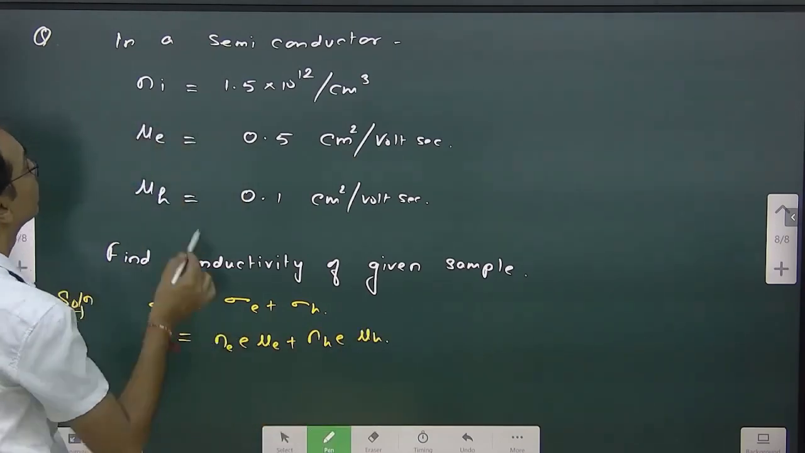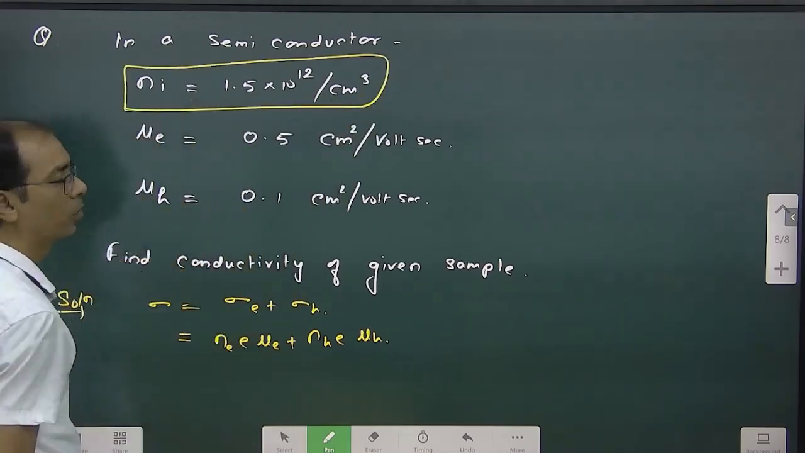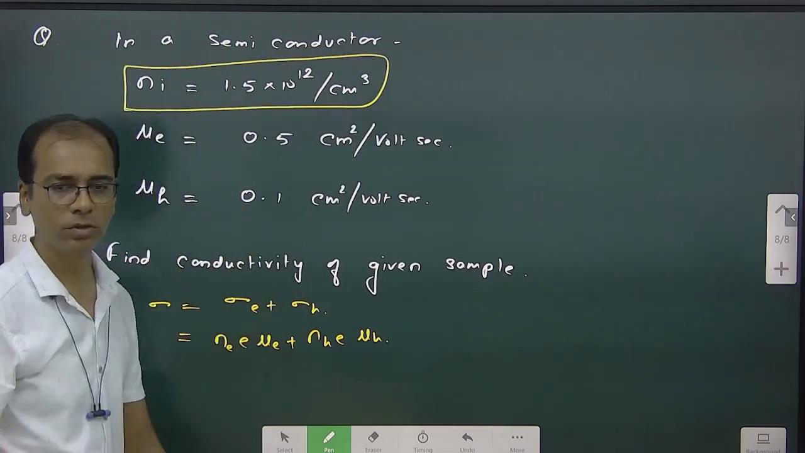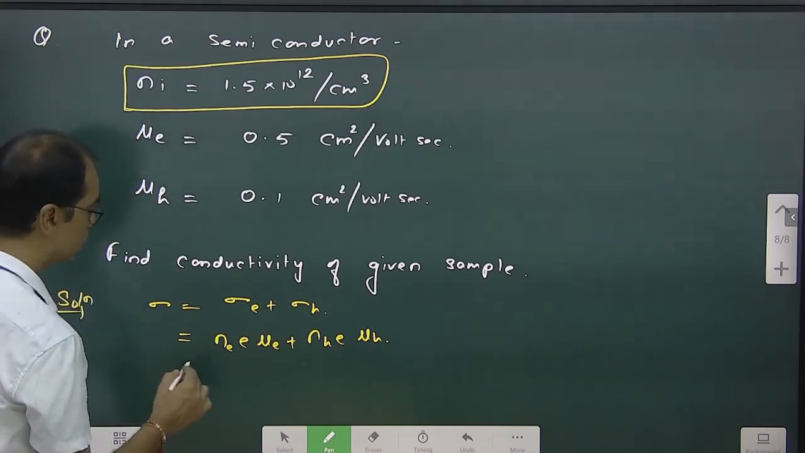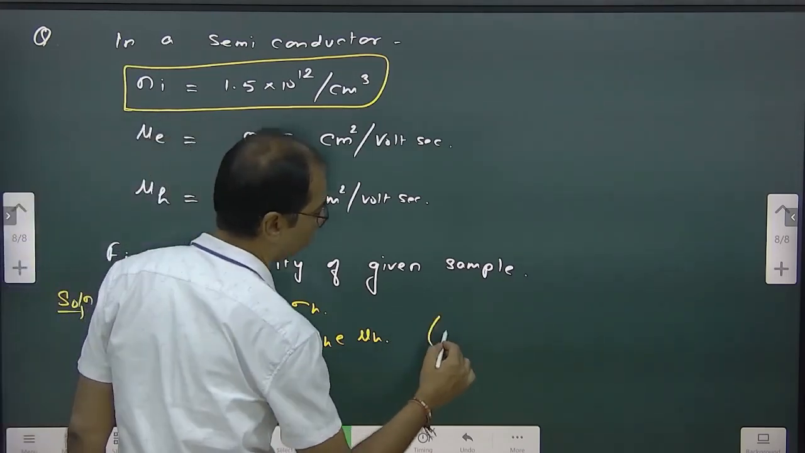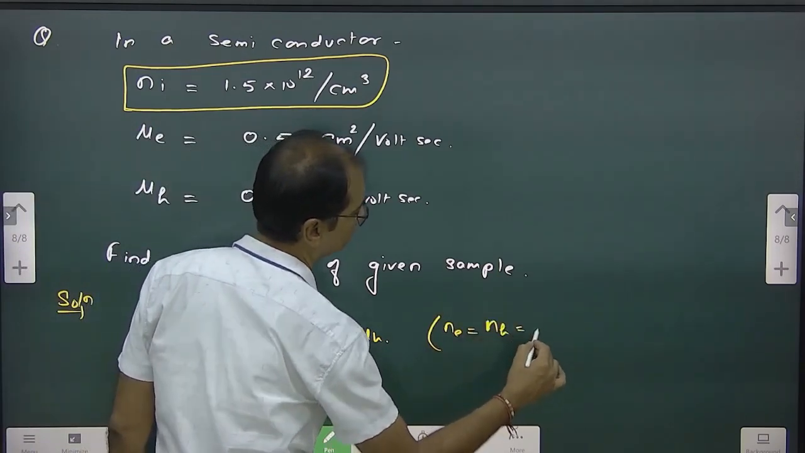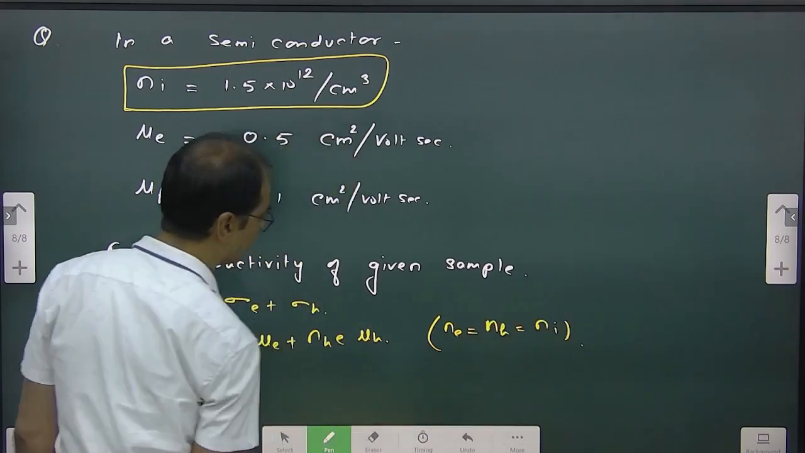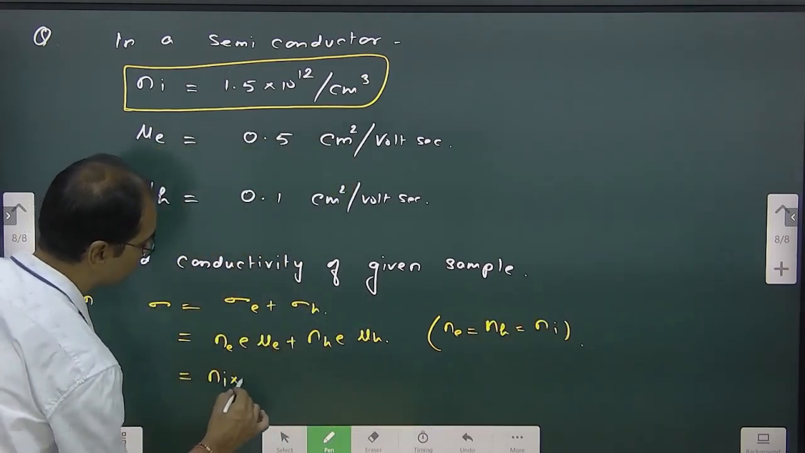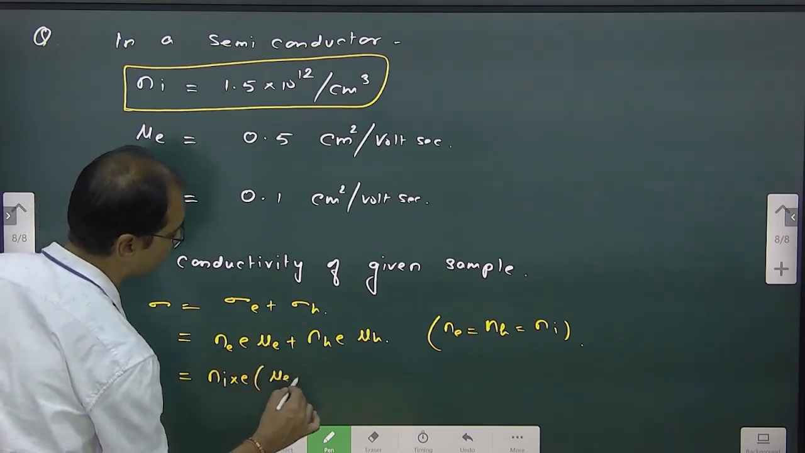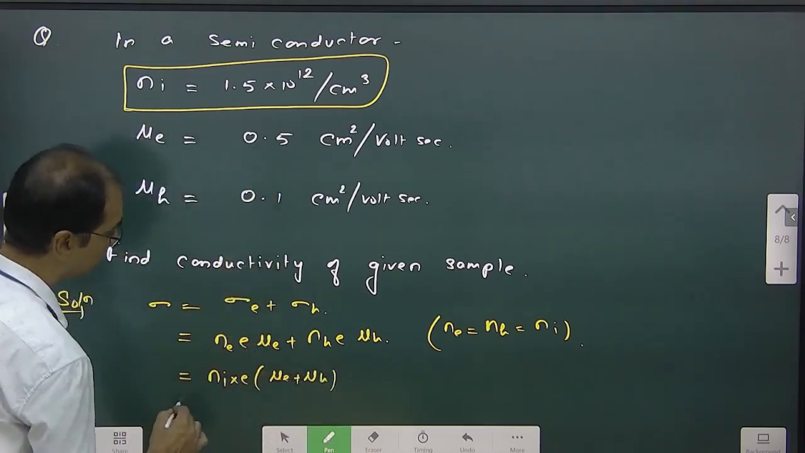Now it's a pure semiconductor. We have given Ni, so that means number of holes and number of electrons are the same. So Ne equal to Nh, both equal to Ni. So we can take it outside. Ni is outside, E is also outside. Now remaining is what? Mu E plus mu H. That's it. Mu E plus mu H is 0.6.